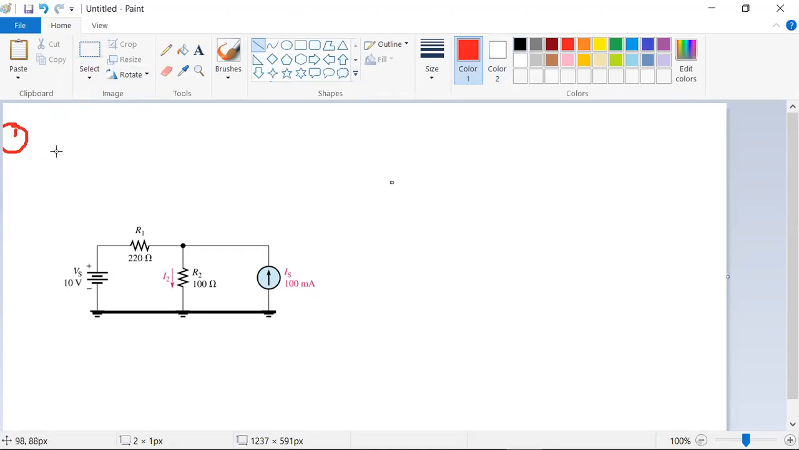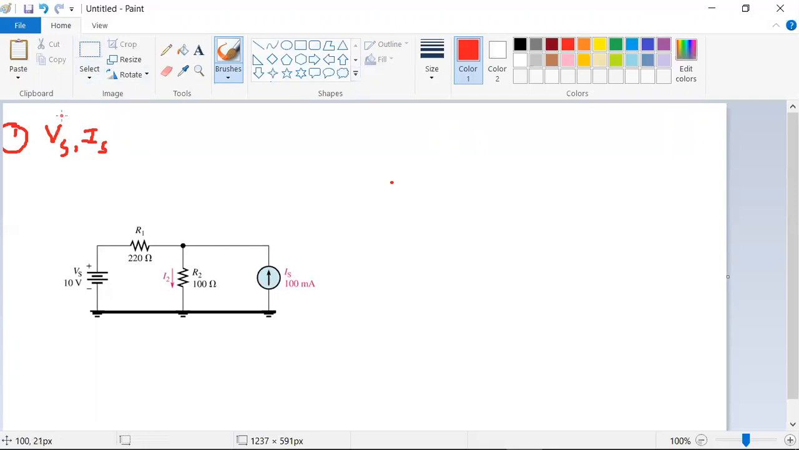First, how many active sources are here? Two active sources. One is Vs, another one is Is. But in case 1, any one of the active sources needs to be considered.